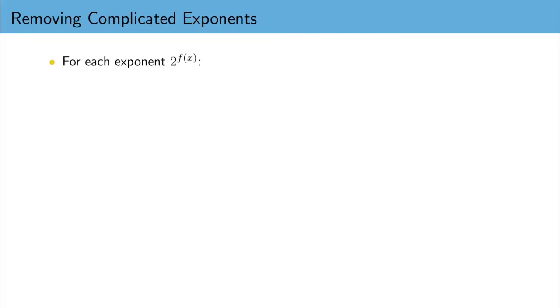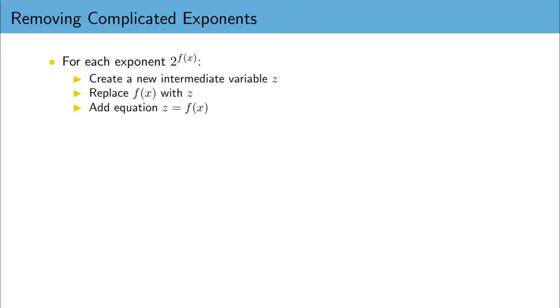So for each complicated exponent 2 to the f of x showing up in our expression p minus q, introduce a new intermediate variable. Let's just call it z for now. Now replace f of x in our original formula by z. So we'll just have 2 to the z where we had 2 to the f of x before. And then add in an equation that z equals f of x.